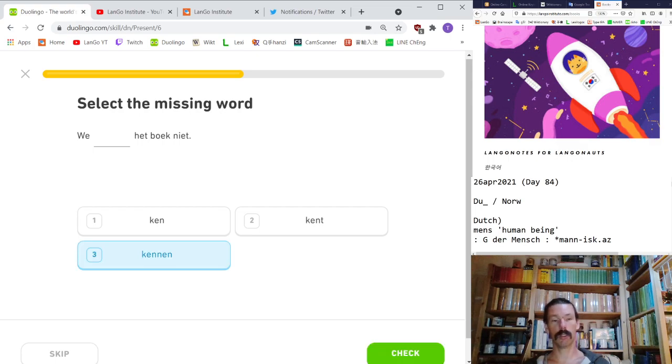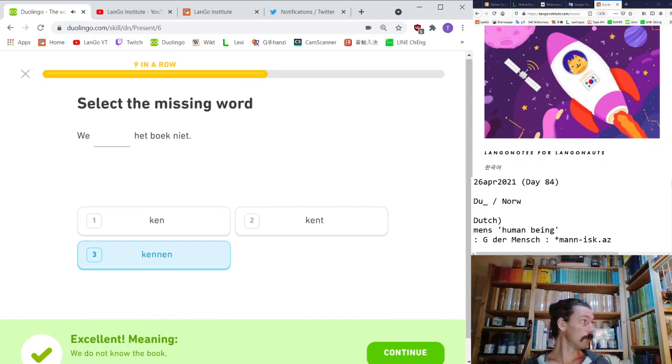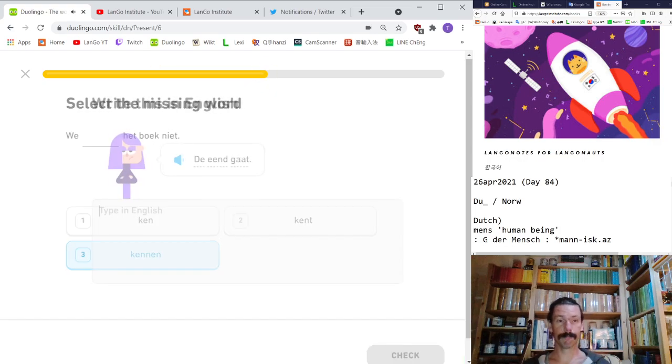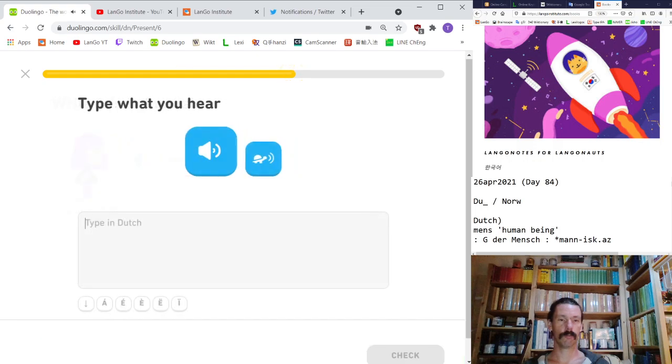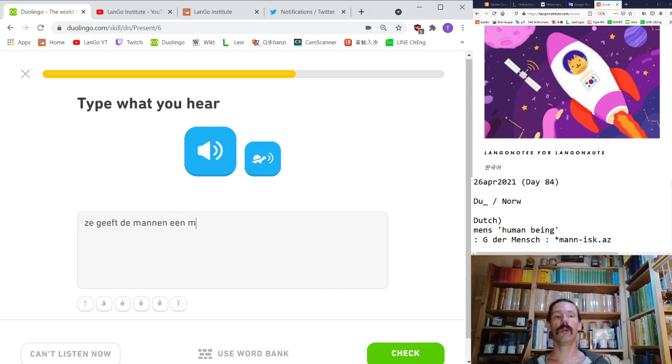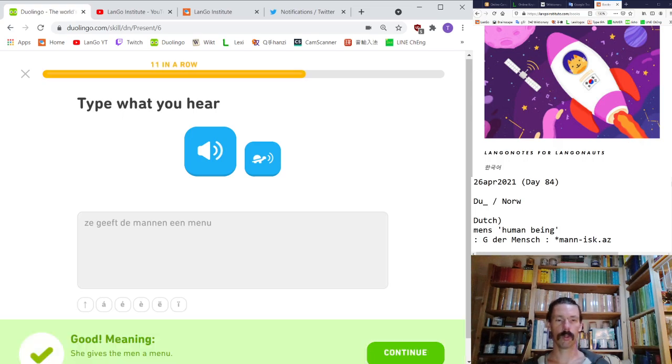Kenne is going to be this form for subject agreement. De eend gaat. Eend, singular, the duck is going. Ze geeft de mannen een menu. Ze, the weak form, geeft de mannen een menu. Menu from French, that's why it sounds like an U, that letter U. Looks a lot like German, but with a very different spelling system.